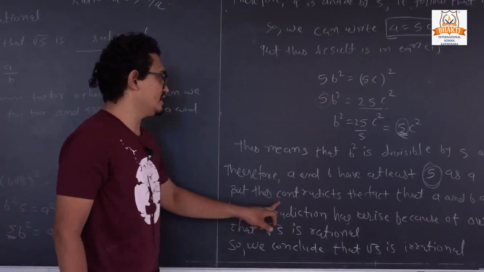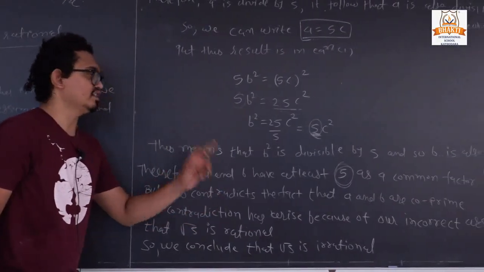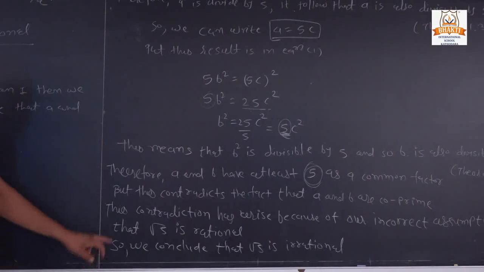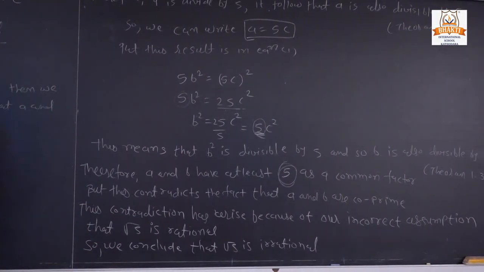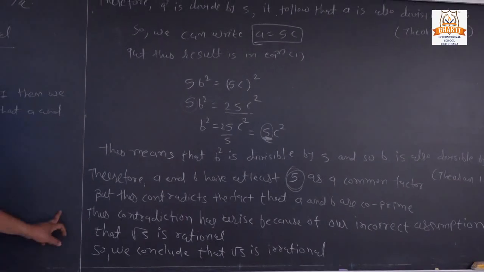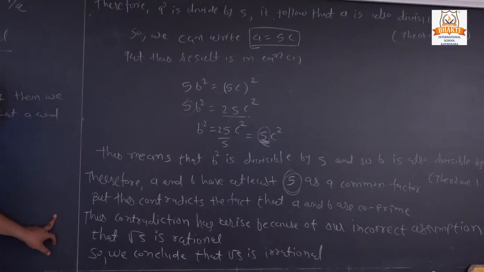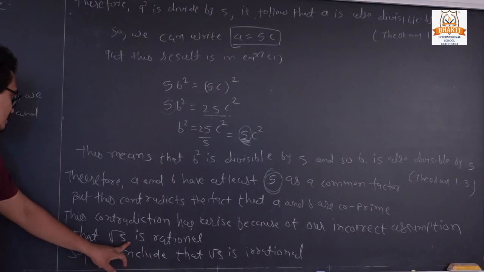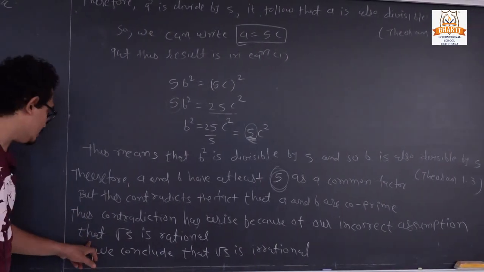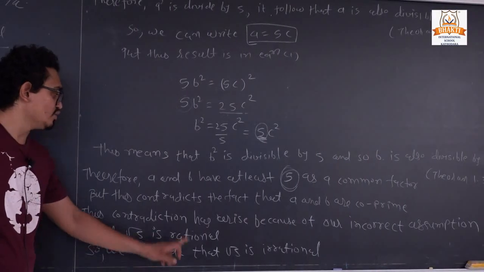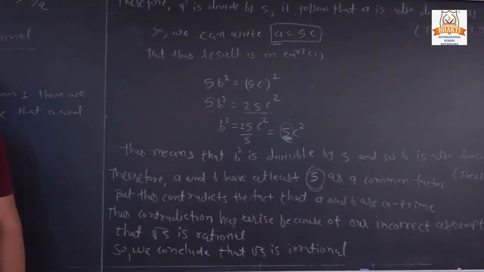So this contradicts that A and B are co-prime numbers. This contradiction arises because of our incorrect assumption. So it means root 5 is not a rational number. So we can conclude that root 5 is irrational.